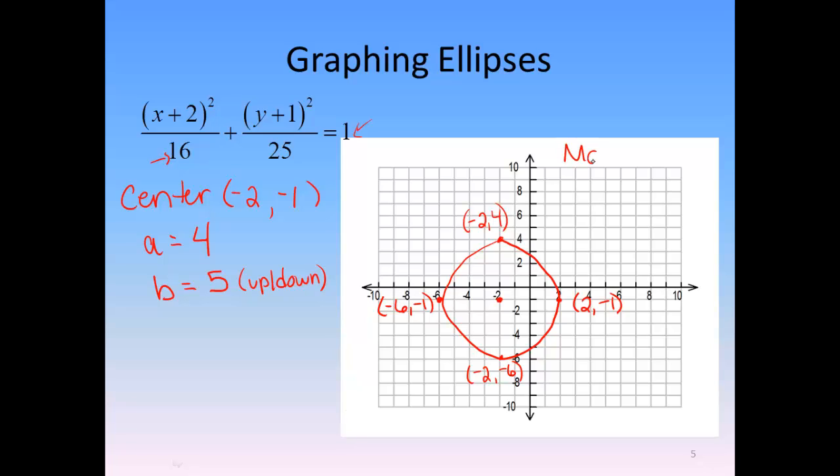My major axis in this case is the longer one, so that one goes up and down along the y-axis, and in this case the minor axis, or the shorter one, is the one that goes left-right along the x-axis because it's smaller. And that's the vocabulary where we're at right now. You should be able to find the center, A, B, graph it, label vertices, and identify which one is the major and the minor axis.